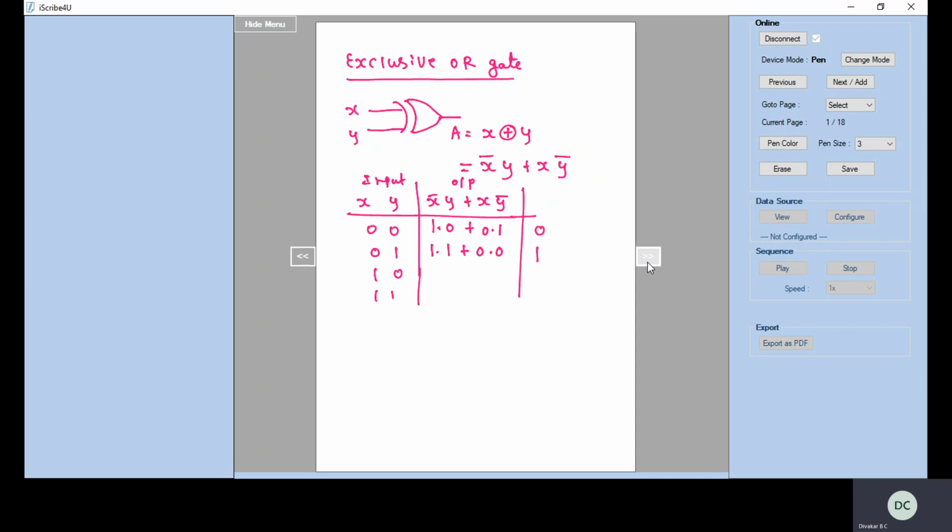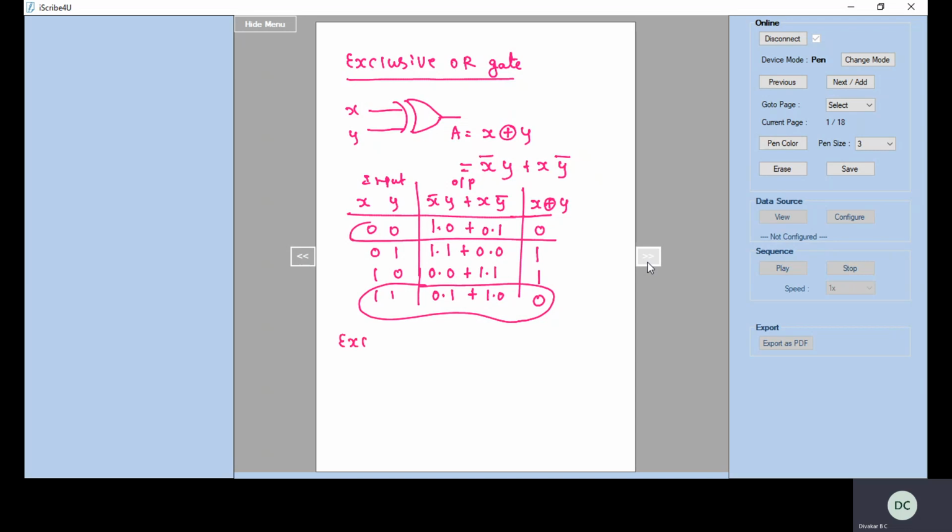Again, let us take x as 1. 1 bar is 0 into 0 plus x is 1. Y bar is 1, so 1 into 1 is 1. And 1 into 1, x bar is 0 into 1 plus 1 into 0, which is 0. So this is the expression that is x XOR with y. The name is exclusive OR because it excludes the output when both the inputs are the same. The exclusive OR gate is basically used to compare the two numbers.